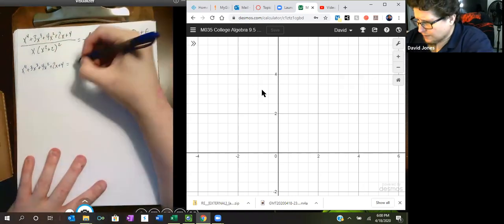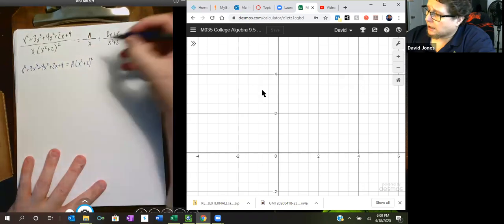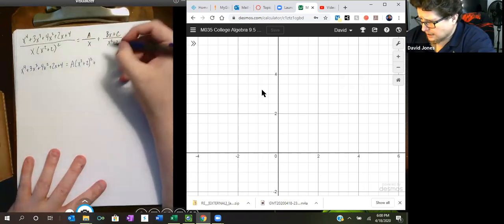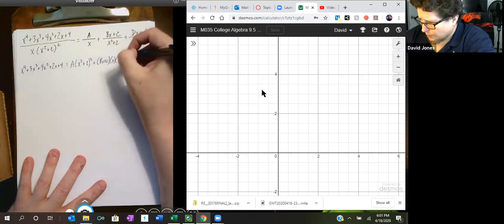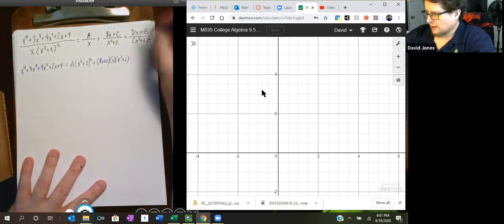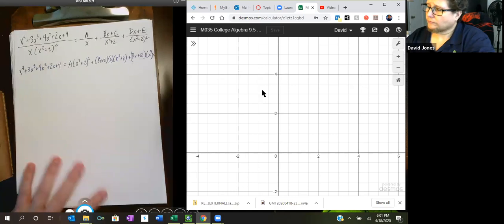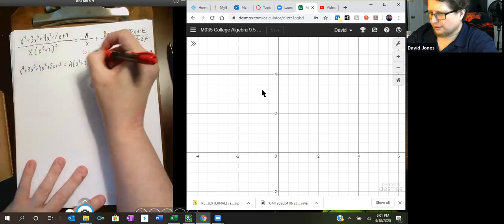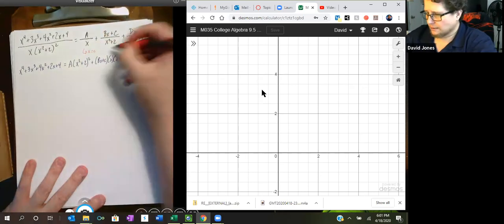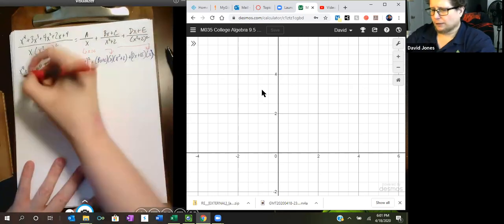We clear the fractions. We've got a times x squared plus 2 squared plus bx plus c times x squared plus 2 plus dx plus e times x. Well, x equals 0 will end up clearing out this term and this term. So what happens if we plug in x equals 0?